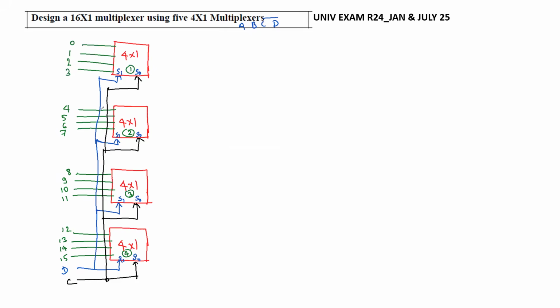Next, we have to use one more multiplexer. This is again a 4 cross 1 multiplexer. This will be our fifth multiplexer, 4 cross 1 mux. Here again we have two selection lines, S0, S1. That is important. Finally, as we have connected C and D here, we have to connect A and B here. So that is important.